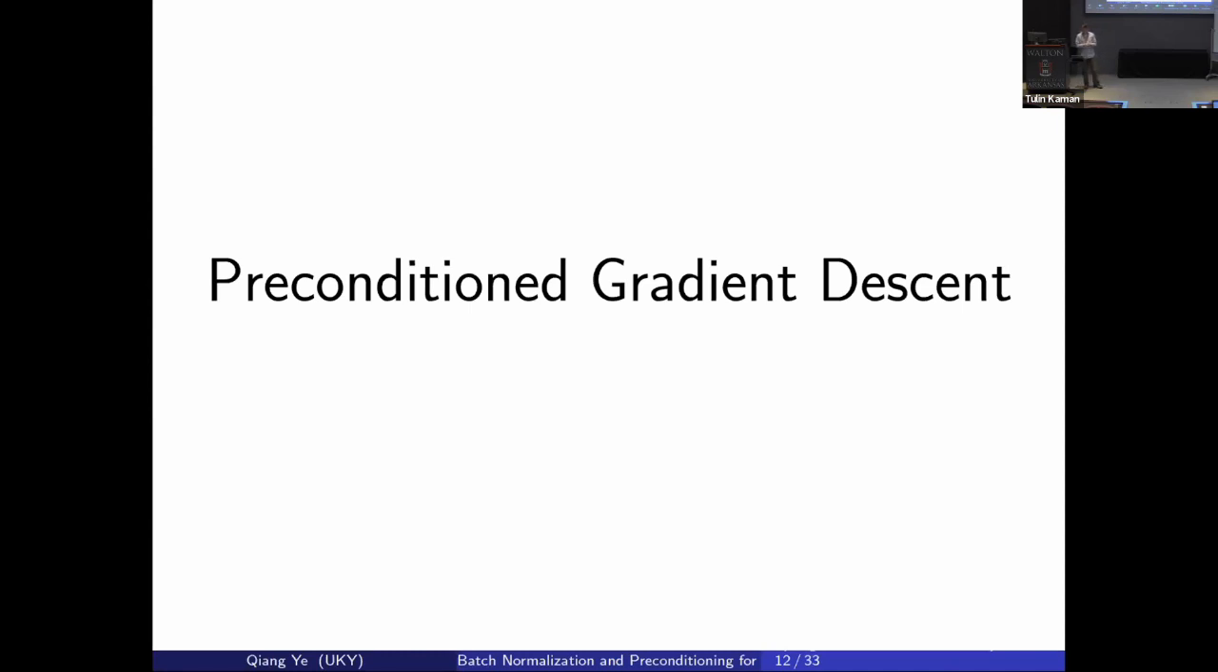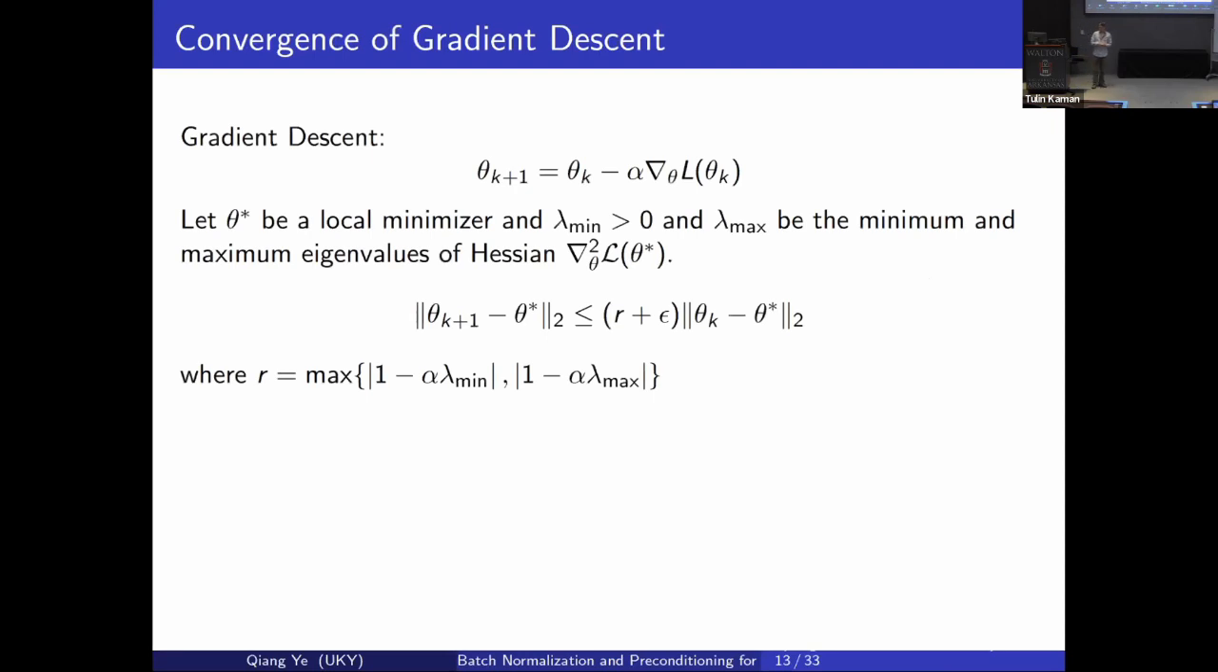So let's switch to optimization now. Let's look at preconditioned gradient descent. Let me first start with the basics of gradient descent. You have theta_{k+1} = theta_k minus alpha times the gradient at theta_k. If theta star is a local minimizer and the Hessian at the local minimizer is positive definite, with lambda min and lambda max being the minimum and maximum eigenvalues, then you can prove this bound.